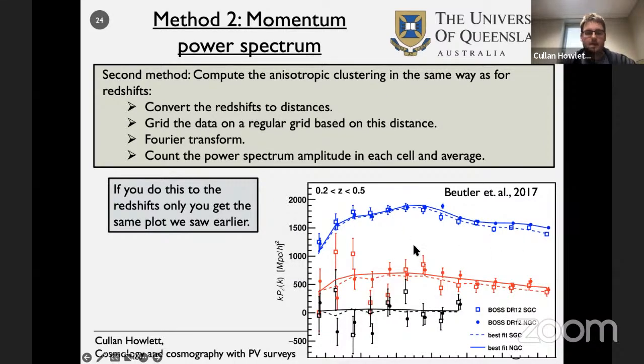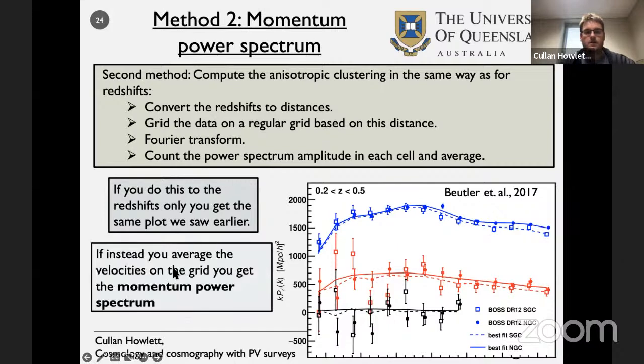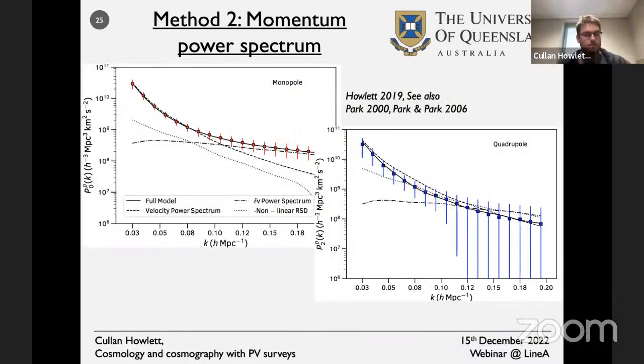that I showed earlier. But if you do this to the velocities, what you instead find is something we call the momentum power spectrum. This is not quite the velocity power spectrum. It's called momentum because you only have velocities where you have galaxies. And so it's more like a density times velocity power spectrum. And this is what that looks like if you test this on simulations.